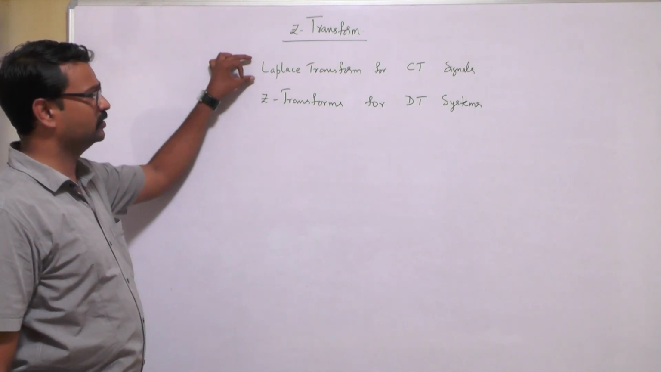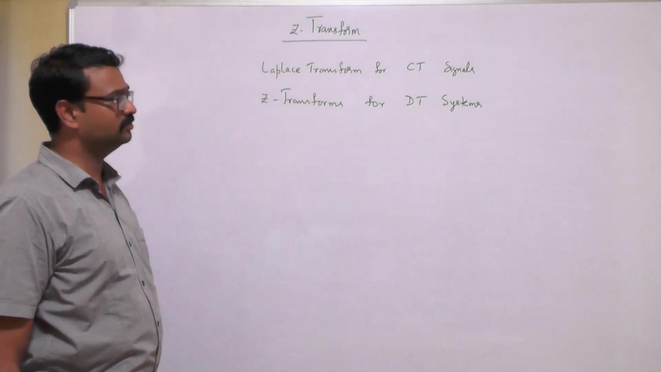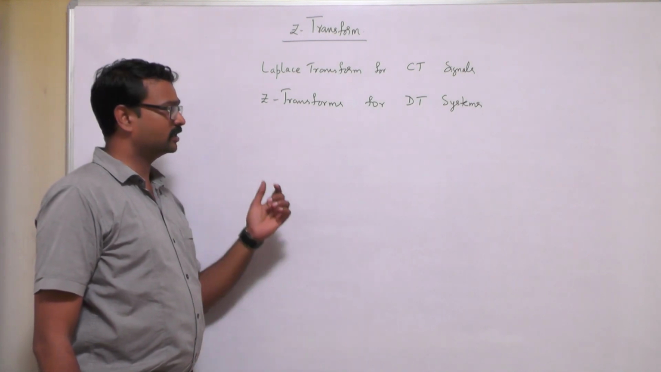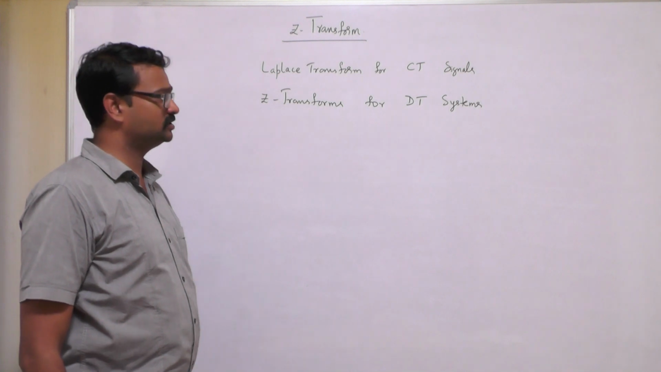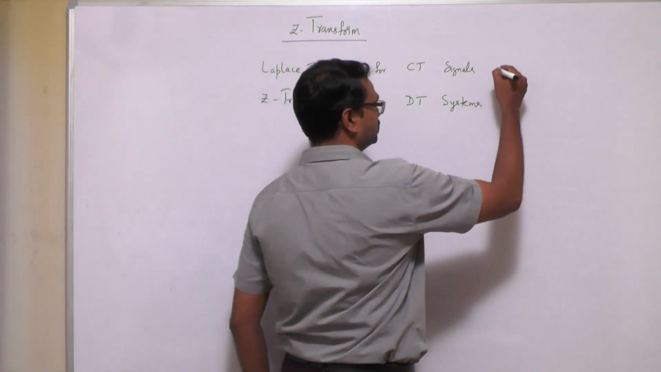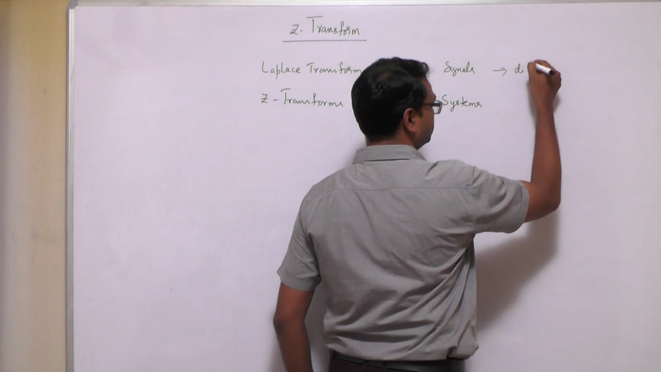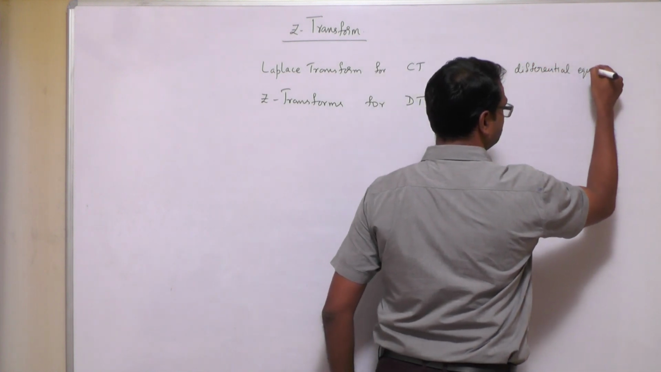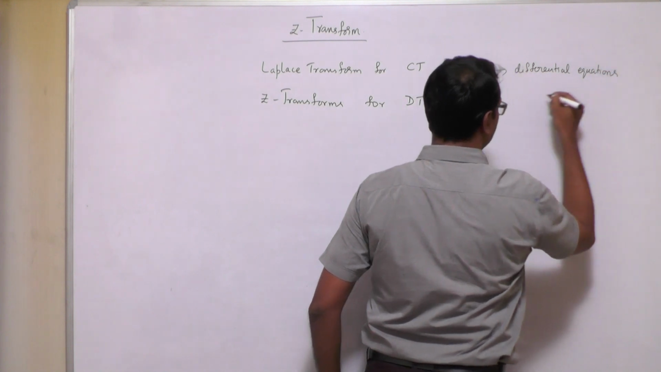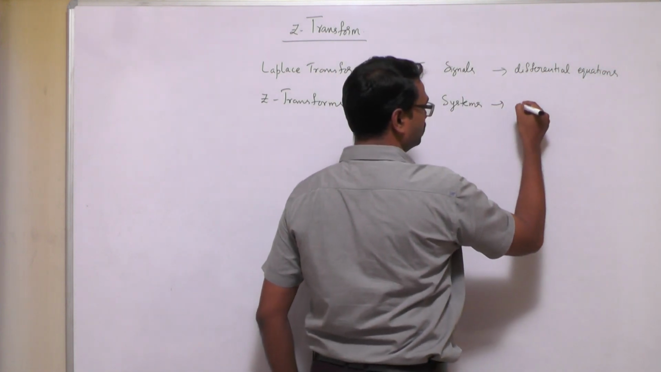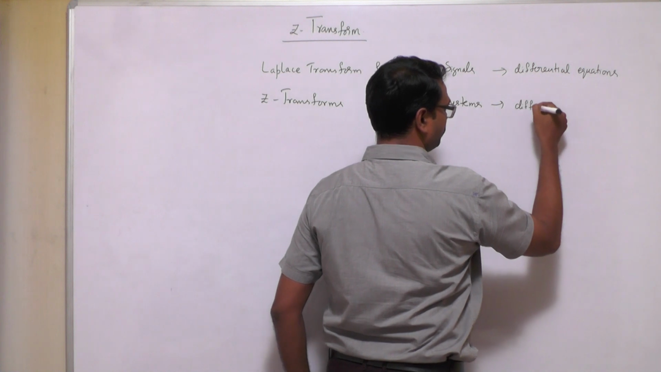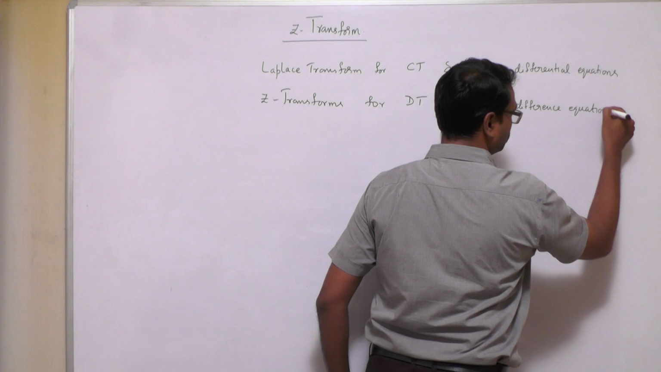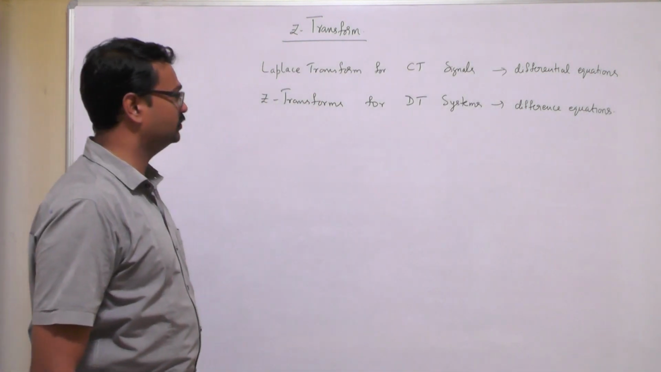When you go for Laplace transform, you get a continuous time output. When you go for Z transform, you get a result which is a discrete time signal. Laplace transforms are utilized for differential equations, and Z transforms are utilized for difference equations.